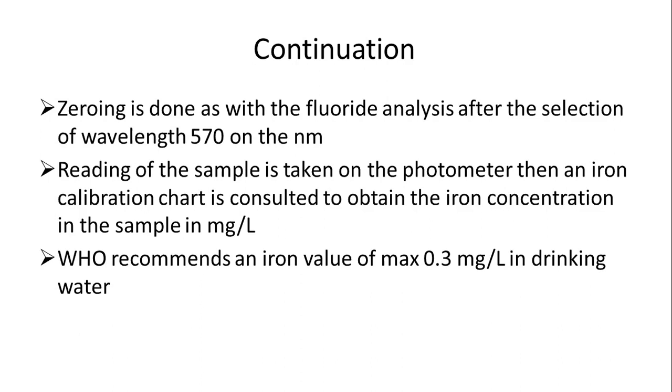and then you'll do the zeroing as usual, and then you're going to replace the distilled water with the water sample to be tested, the sample containing the iron HR tablet, and then you're going to get your reading. And as with the fluoride analysis, you're going to get the reading for this one, and then you're going to consult the iron calibration chart to obtain your iron concentration in the sample in milligrams per liter. WHO recommends an iron value of maximum 0.3 milligrams per liter in drinking water. Next slide.